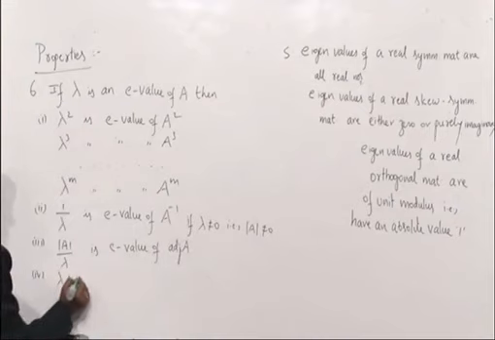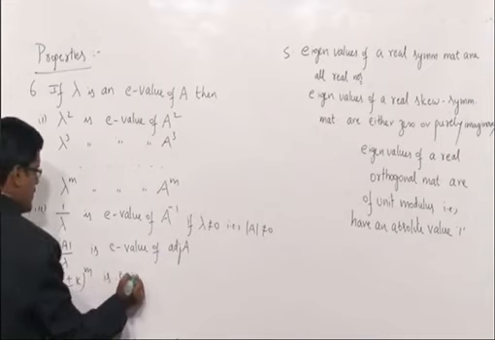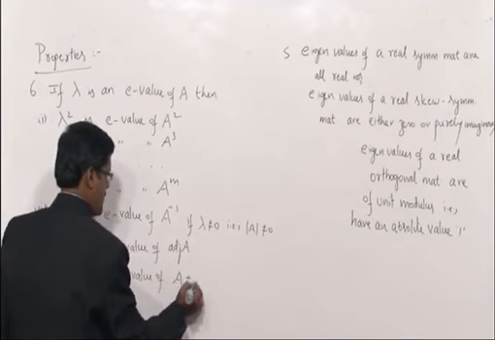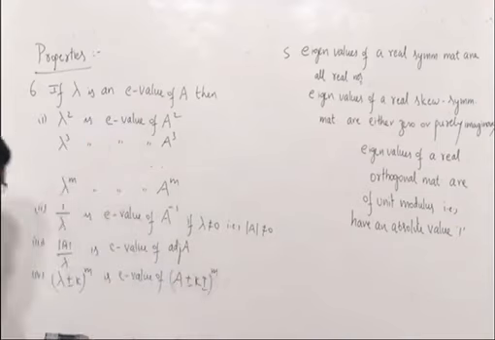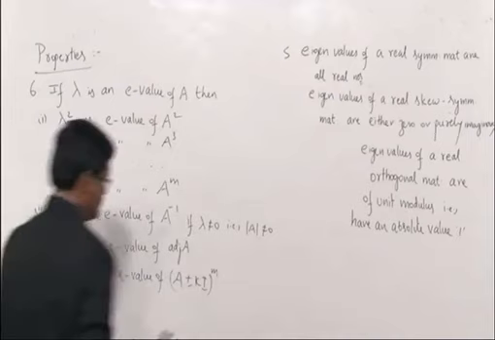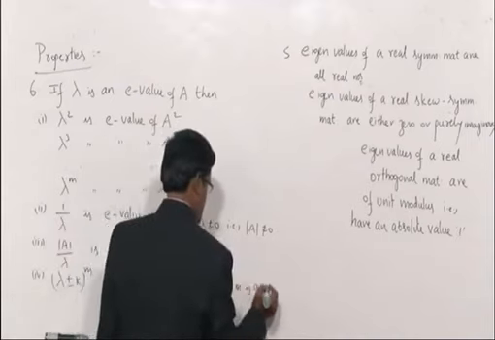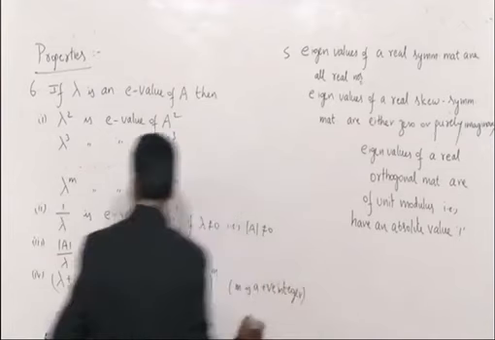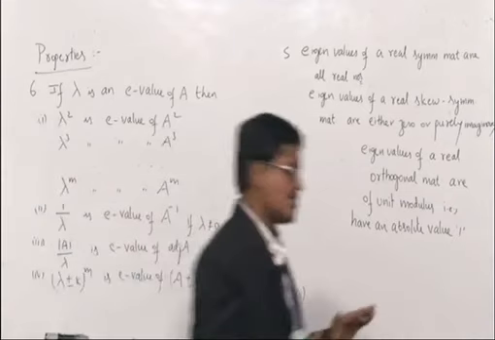4. Lambda plus or minus k whole power m is E value of the matrix A plus or minus kI whole power m. Okay, where this value is not equal to 0. M is a positive integer. For negative integer, the base number should not be 0, because 0 inverse does not exist. Okay.